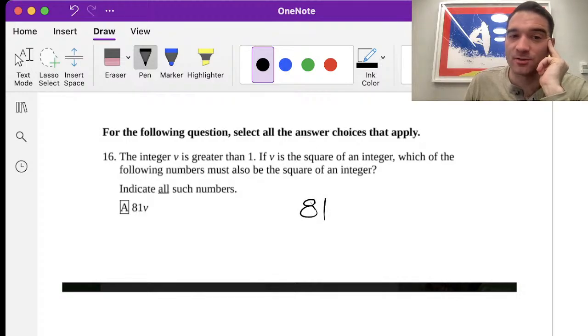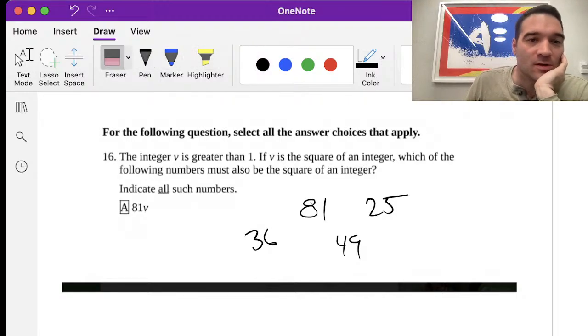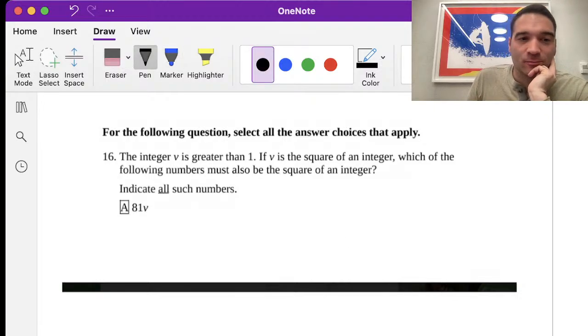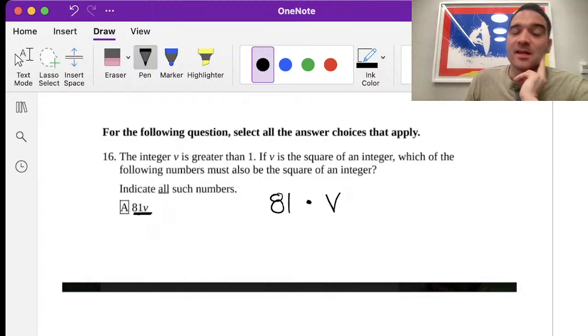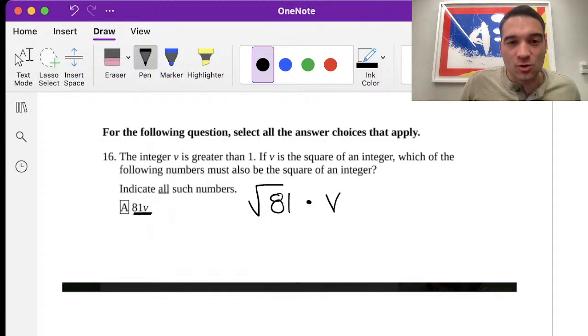81 is the square of an integer. 25 is the square of an integer. 49 is the square of an integer. 36, right? These are all squares of integers. And we want to know which of these is also the square of an integer. Well, let's start with the easy one, right? A. 81 times v. Now we know that v is the square of an integer, meaning that the square root of v is an integer. So the question is, is this whole expression the square of an integer?